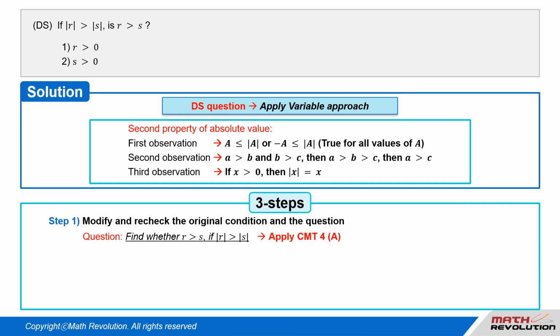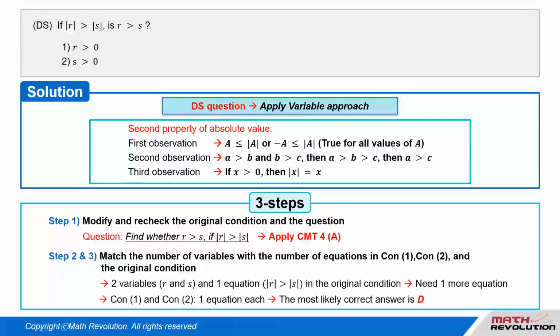We have to find out whether R is greater than S if absolute value of R is greater than absolute value of S. This is a typical type of question on the GMAT. Don't forget to apply CMT 4A to this question. Follow the second and the third steps.